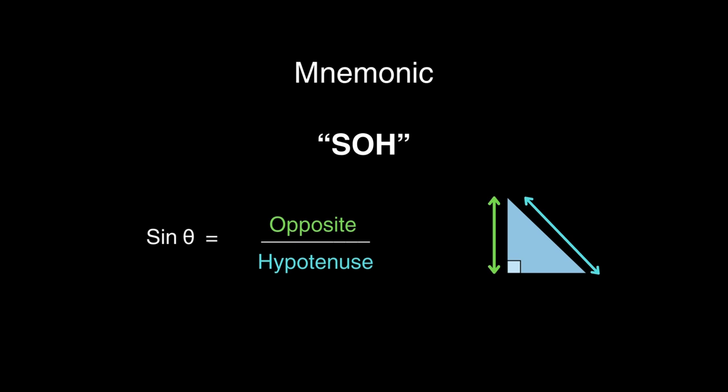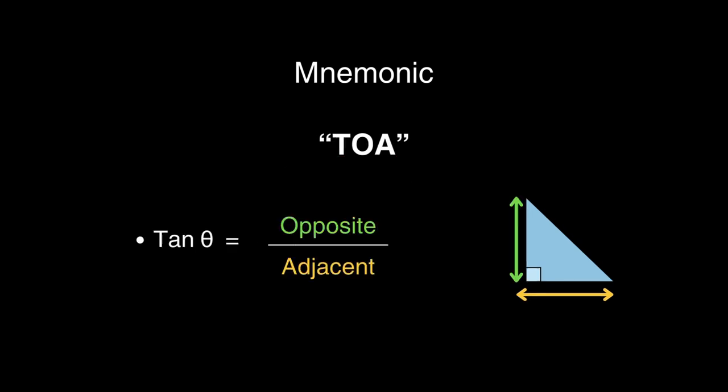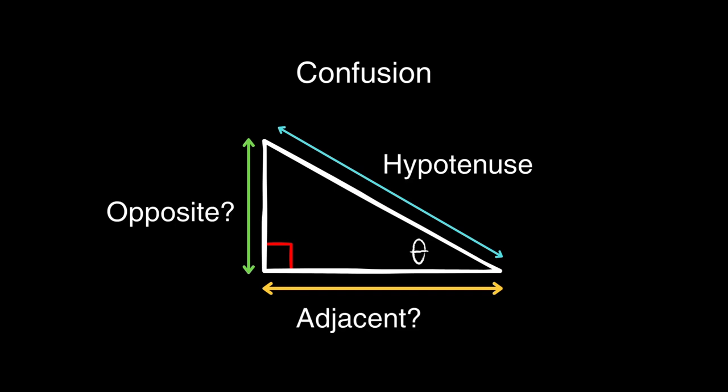The first one, SOH, means sine is opposite over hypotenuse. Similarly, CAH stands for cosine's ratio of adjacent over hypotenuse. And finally, TOA stands for tan's ratio of opposite over adjacent. One thing that confuses a lot of people is which side is adjacent and which is opposite. It's simple. An opposite side is the one across from a given angle, and an adjacent side is next to the given angle.